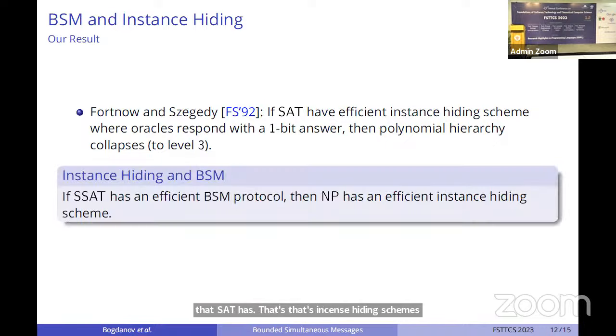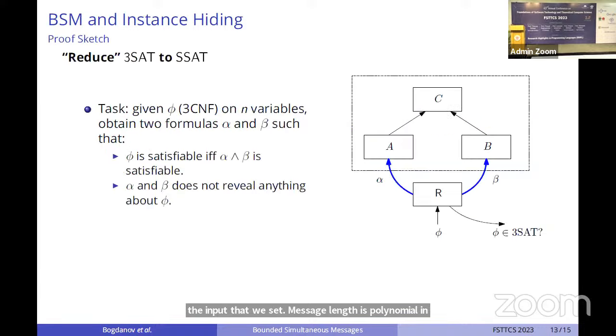So our result is a connection between the BSM setting and instance hiding schemes. What we show, in particular, is that if SSAT, the split SAT, has an efficient BSM protocol, then SAT has an efficient instance hiding scheme. Again, the efficiency is polynomial in the input length: message length is polynomial in the input length, and circuit size is polynomial.